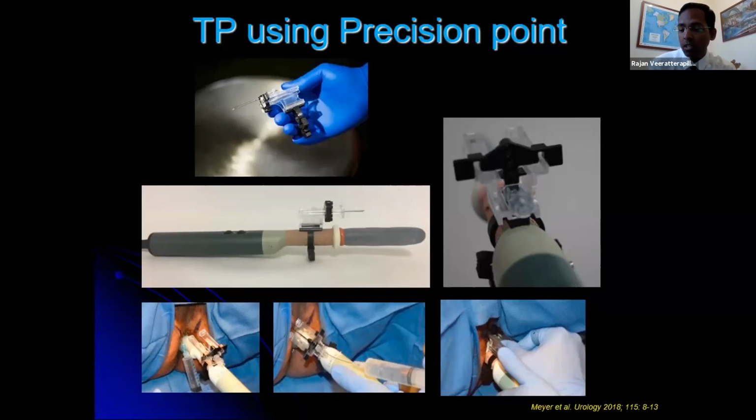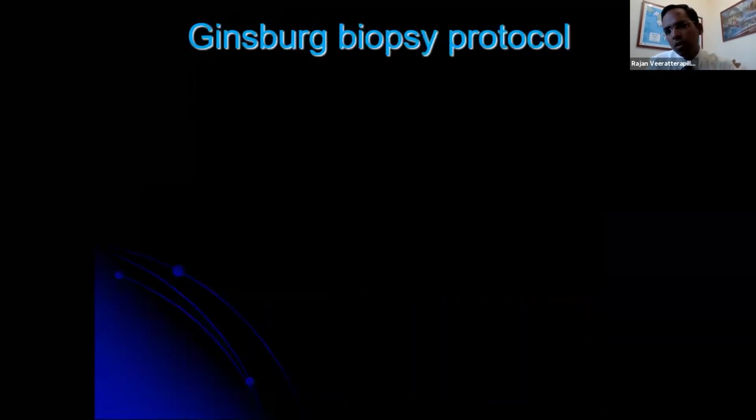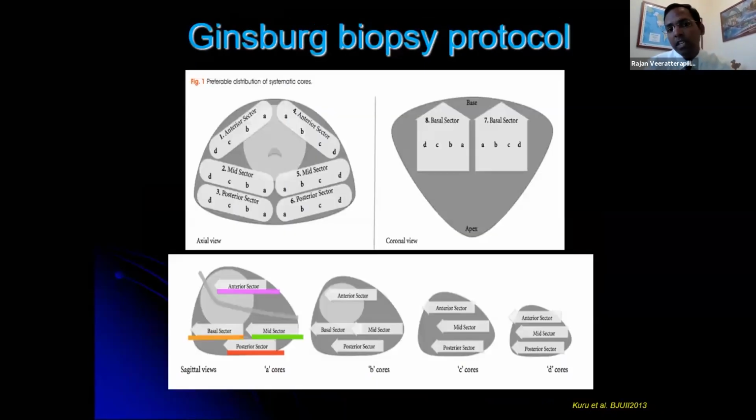Very well tolerated procedure. But what template would you use? If you're doing a freehand biopsy, you can't really do a 5 mm mapping biopsy. Well, this is interesting, and a group of urologists, pathologists, and radiologists got together and devised the Ginsburg protocol, which is now the accepted template to perform a systematic transperineal biopsy.